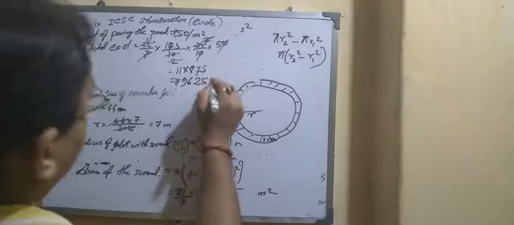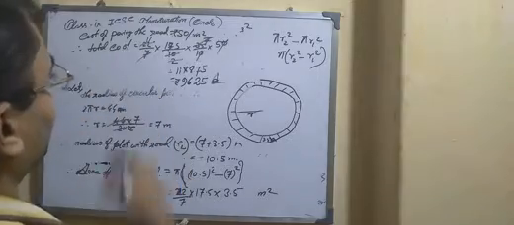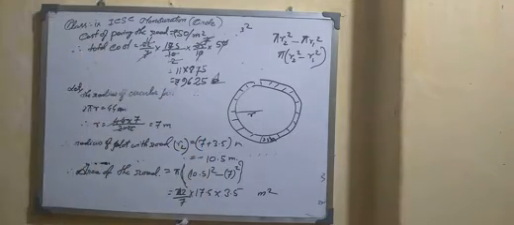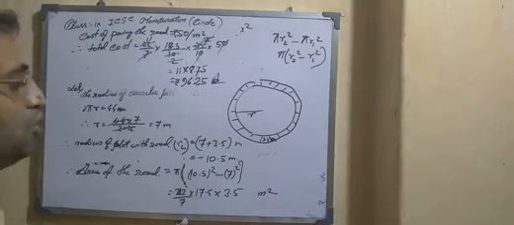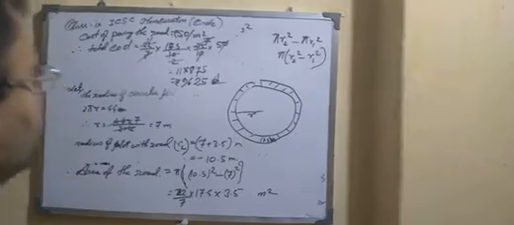Okay, this is the answer. The total cost of paving of the road is 9625. Okay, so wait for another question. I'm coming back after erasing it.